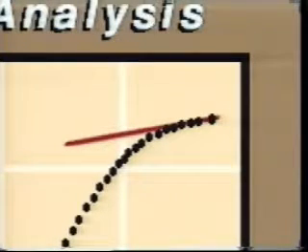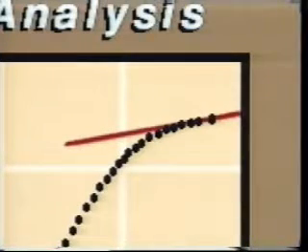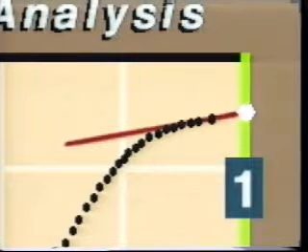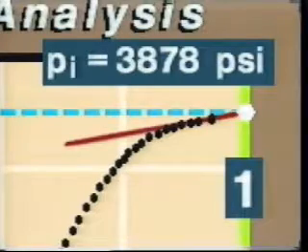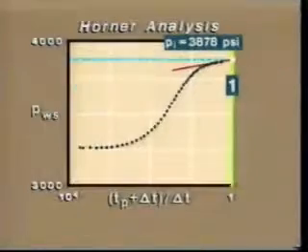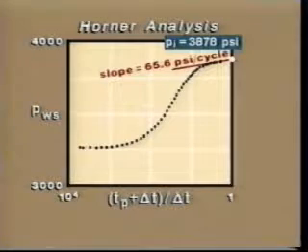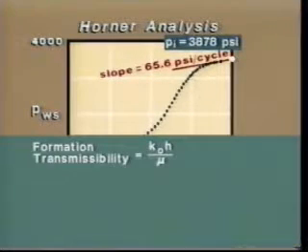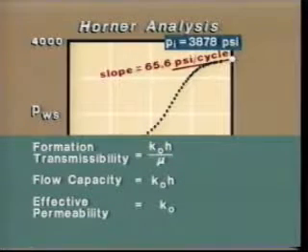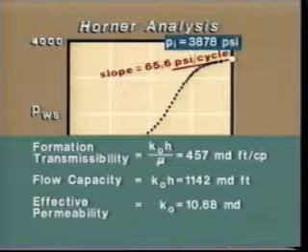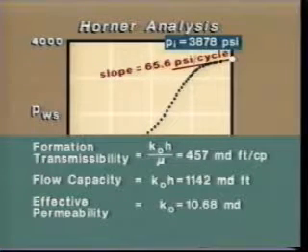For example, if we have an infinite reservoir system, we may extrapolate the straight line to a horizontal axis value equal to 1 to give us the initial reservoir pressure, in this case 3,878 psi. We may measure the slope of the straight line and with it calculate the formation transmissibility and then estimate the flow capacity and effective permeability. We see the values for the example well here. With this information, we are able to estimate the potential flow rate of the well under different flowing conditions.